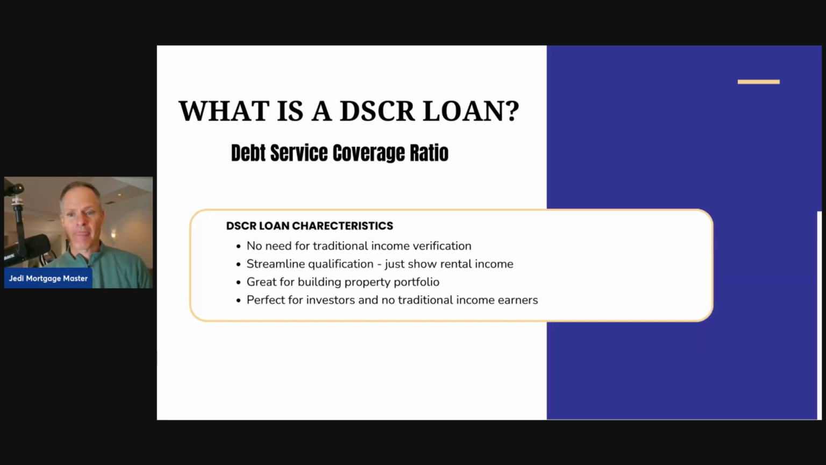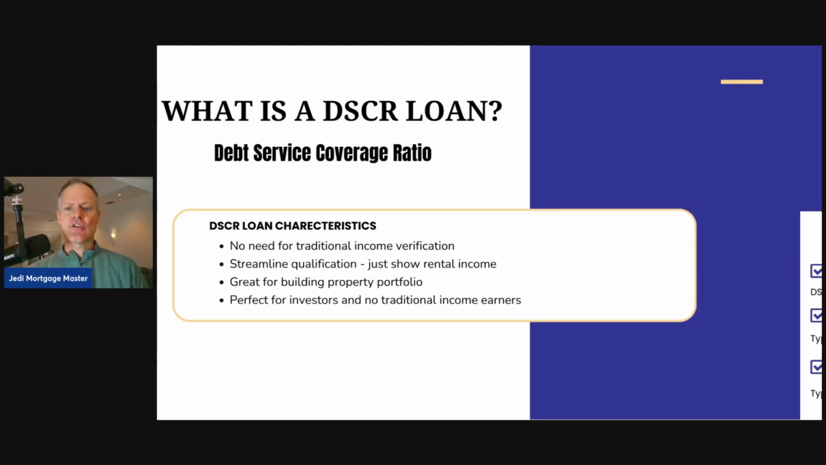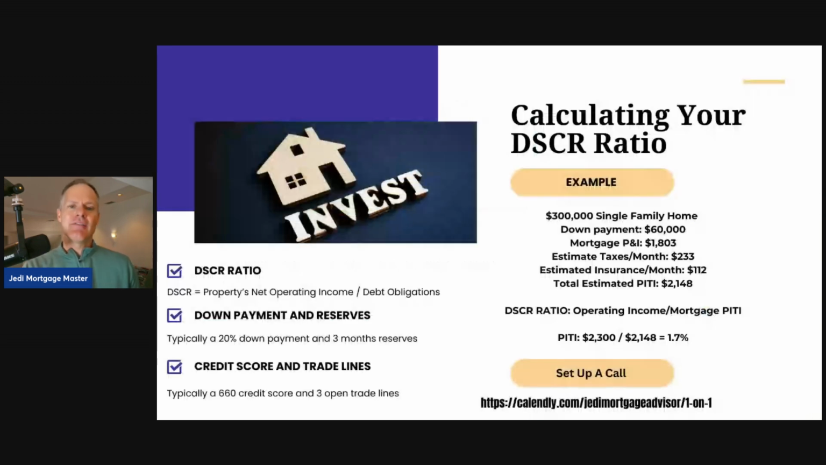Wonderful for those people. So let's take a look at calculating your DSCR ratio. We're going to show an example of how to calculate this so you really understand what DSCR means. But before I do that, let's look at what DSCR means on the left-hand side of the page. DSCR equals the property's net operating income divided by the debt obligation. The net operating income is the total rents received for that house, divided by the debt obligation, which is the mortgage payment, taxes, and insurance. So it's taking what you can receive in rent, dividing it by your payment, and you get a ratio with that number.